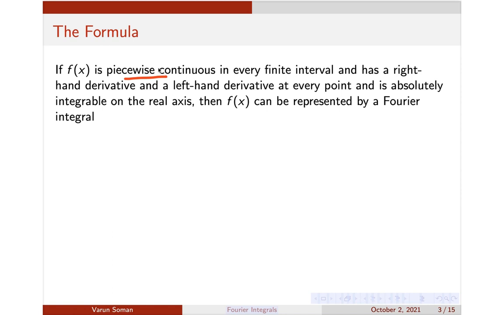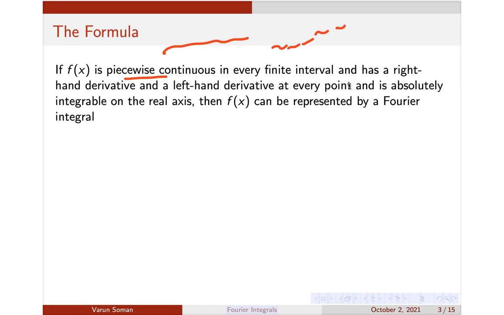What are the conditions? First of all, the function should be piecewise continuous. I hope you understand what we mean by a continuous function. A continuous function is a function which has no breaks. Piecewise continuous means there can be some finite discontinuities. It will be like this, in every finite interval, and it has a right hand derivative and left hand derivative at every point. The basic idea is that the discontinuities are always of order 1, first kind. That's not required for you, I'm just telling you the meaning of these things.